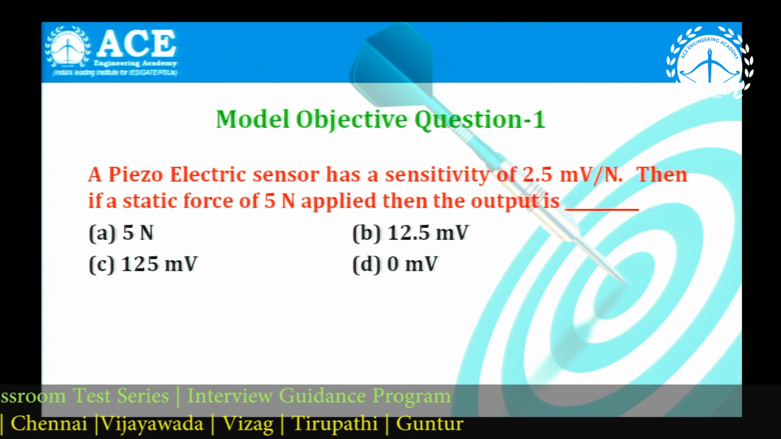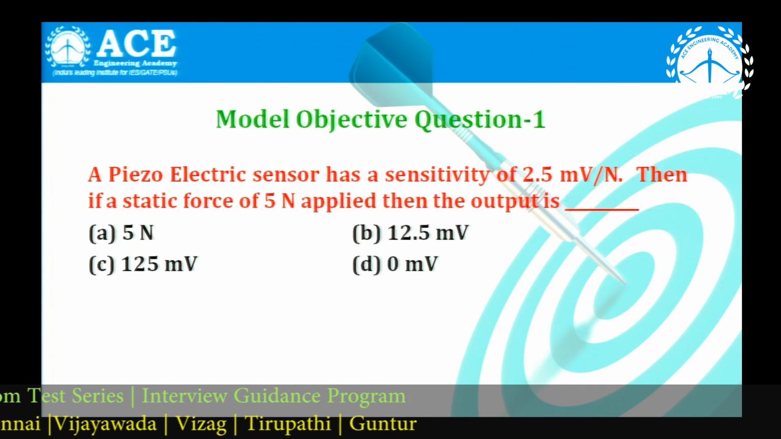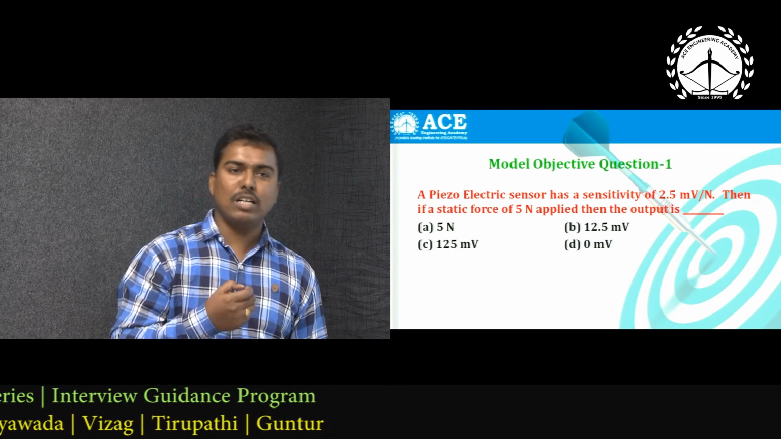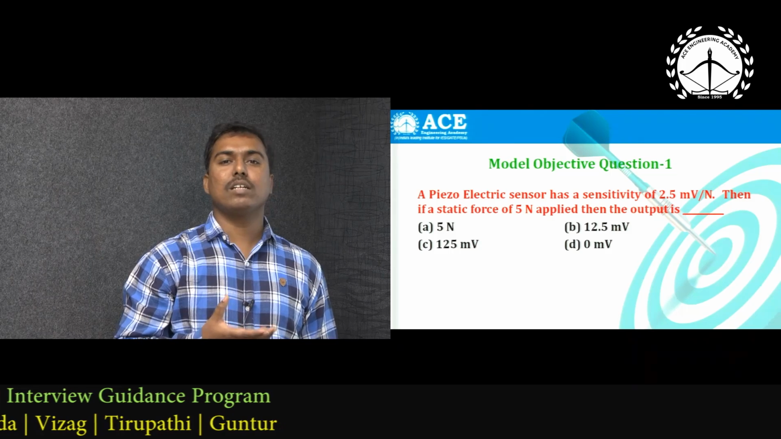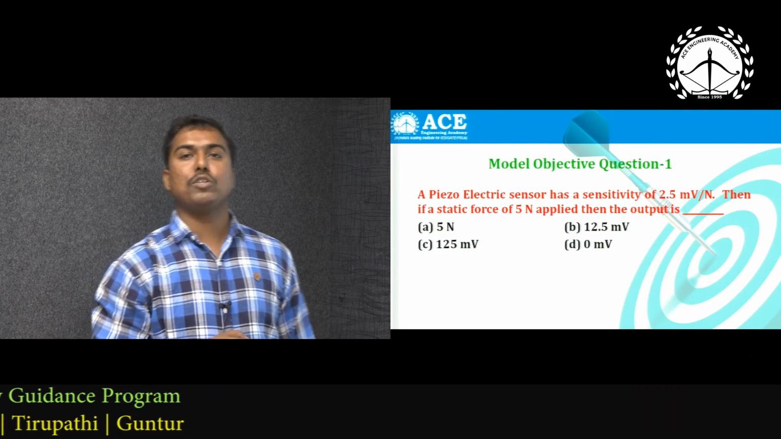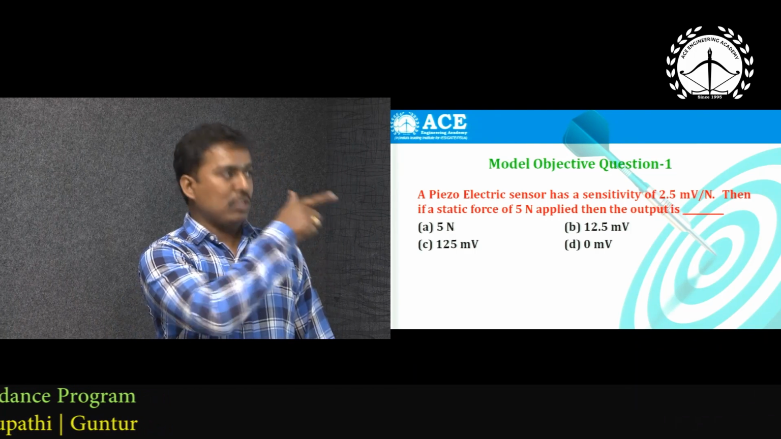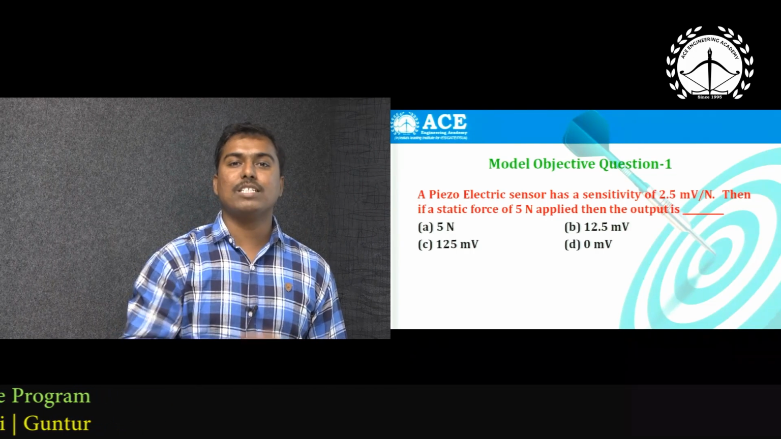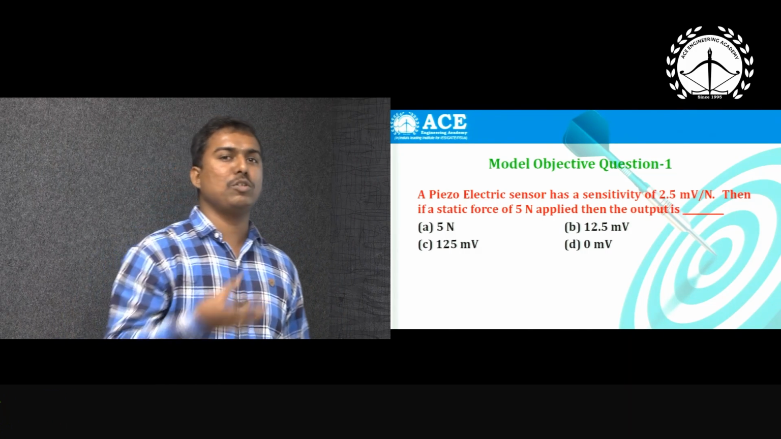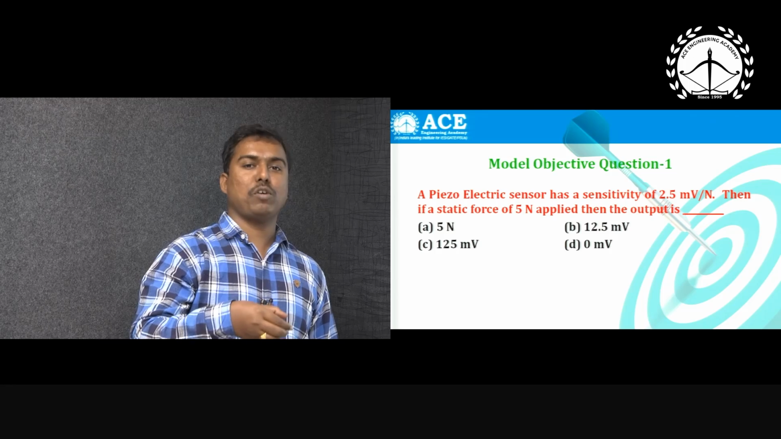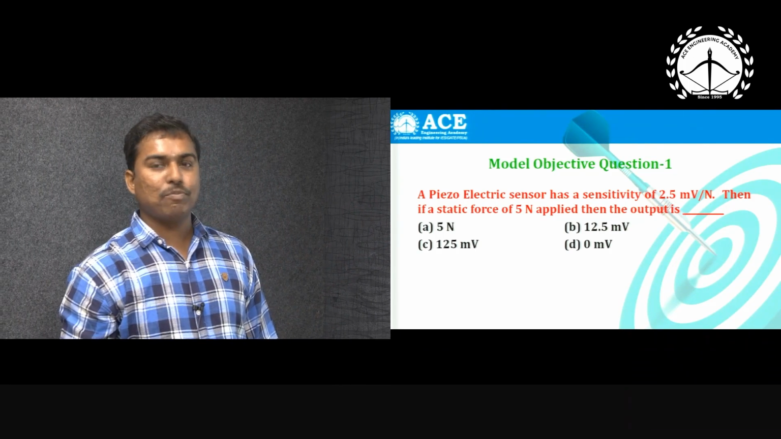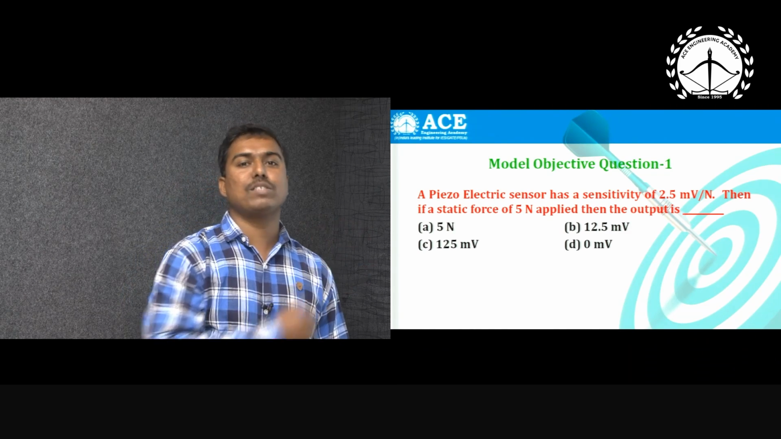What is sensitivity? Students should have awareness of that first. Then, if a static force of 5 newtons is applied, then the output is dash. Generally, we know sensitivity means the change in output to the change in input. So if you observe the units of the question, the piezoelectric sensor is given as 2.5 millivolts per Newton. That means per 1 Newton of force applied. Newton is a unit of force. If you apply 1 Newton of force, you are going to get 2.5 millivolts. So the input is a mechanical force, the output is an electrical signal. That is the basic thing of a sensor.